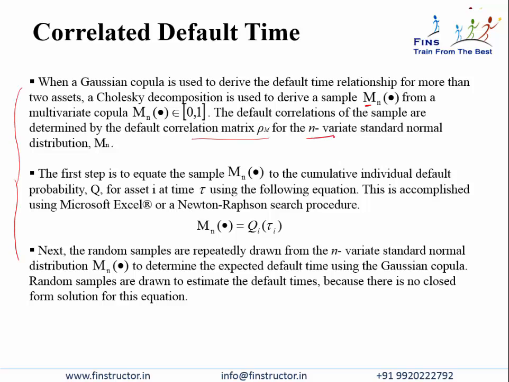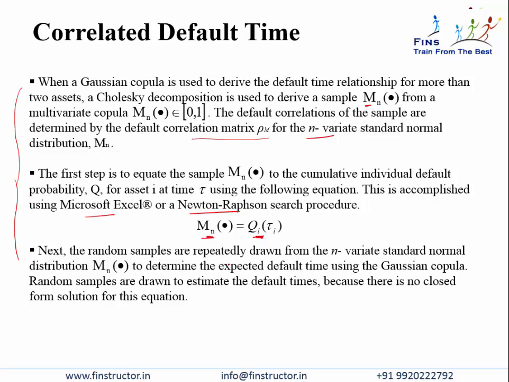If there are more than two variables, then we'll need a correlation matrix to define the correlation of every asset with every other asset. First step is to equate the sample to the cumulative individual default probability using the following equation. Again, we will use a Newton-Raphson search procedure, or use Microsoft Excel. We will equate the sample probability to the cumulative individual default probabilities.